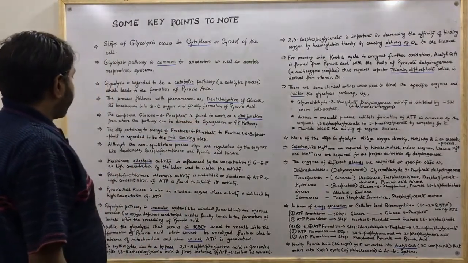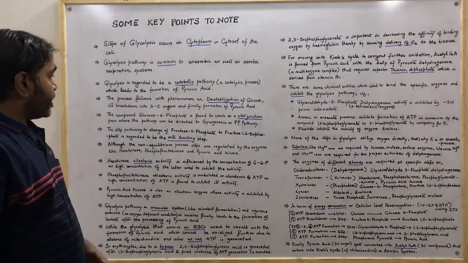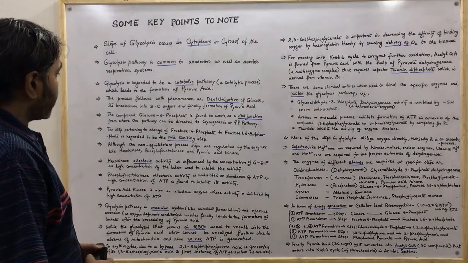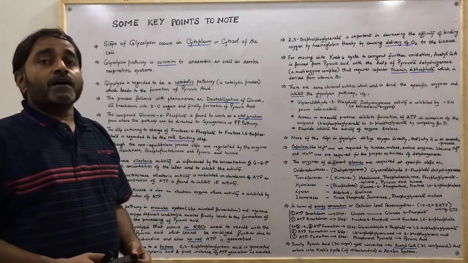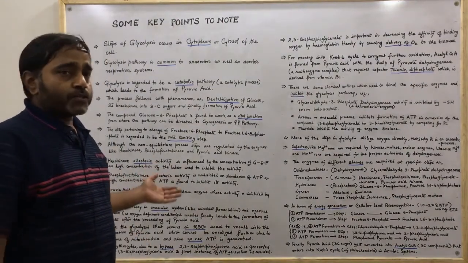Now we will see the next point: the step pertaining to the change of fructose 6-phosphate to fructose 1,6-bisphosphate is regarded to be the rate limiting step. Why is it so?